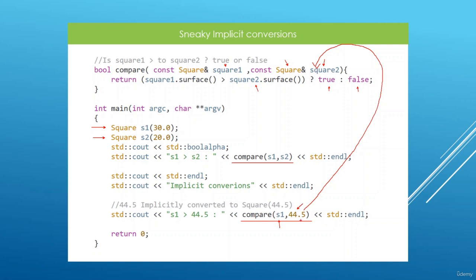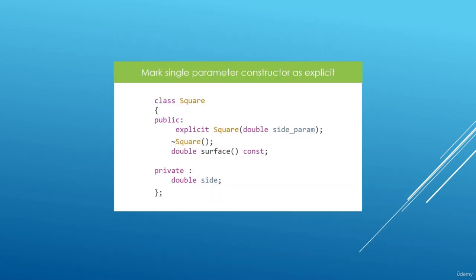But sometimes the caller of this function will really want to compare a square to a number. So they want to take the square one and compare that to 44.5, if this makes sense for whatever you are doing in your application. And in that case, implicit conversions are not going to be what you want, and you're going to get wrong results. If you don't want these implicit conversions, it is possible to mark your constructor as explicit.